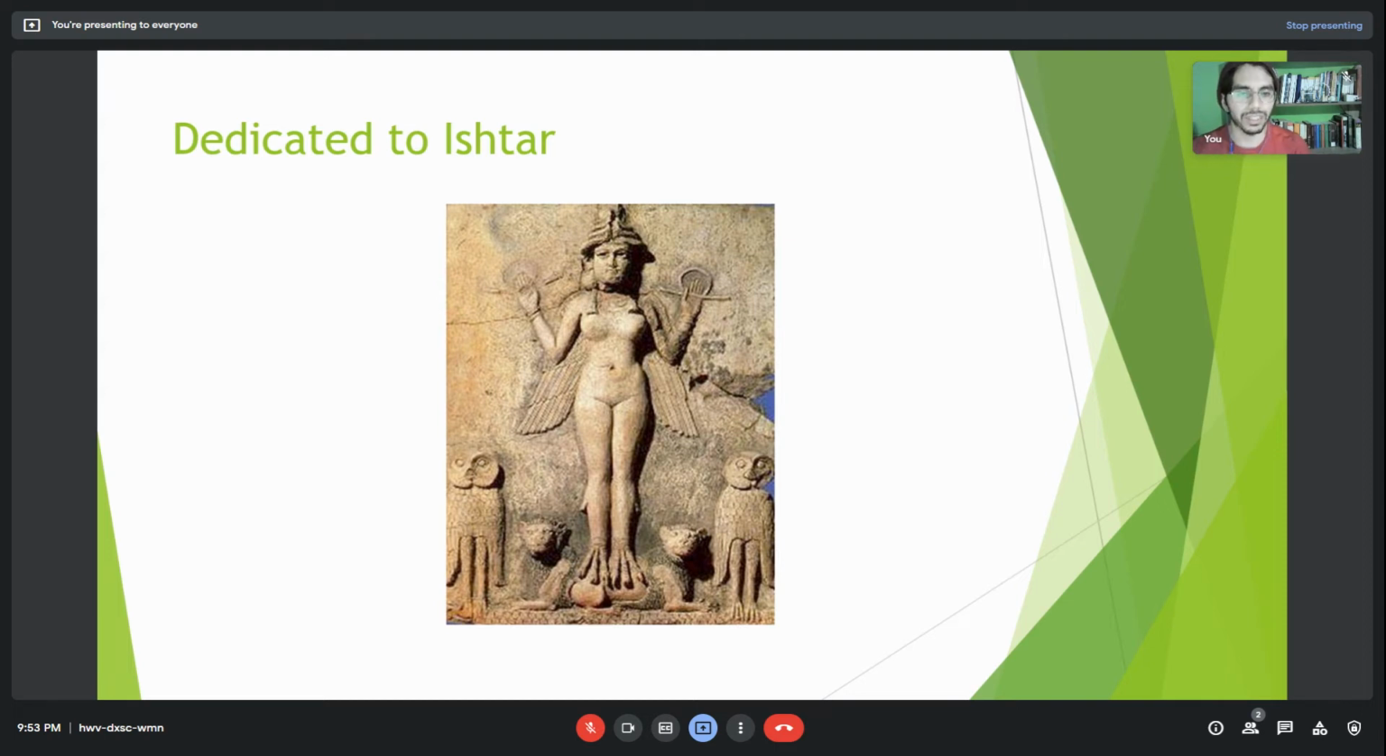As we know, this gate is dedicated to Ishtar. We know it is dedicated to Ishtar because a stone was found buried under the ground, under the gate, and this stone had her name. So this is why we tend to believe that this gate was representative of this goddess.